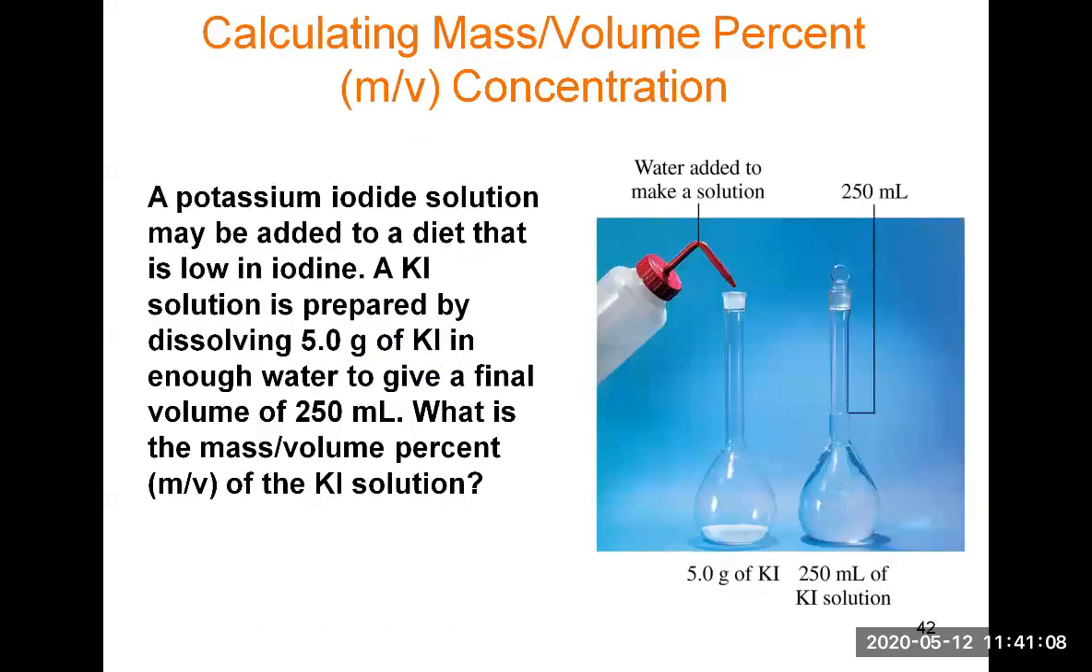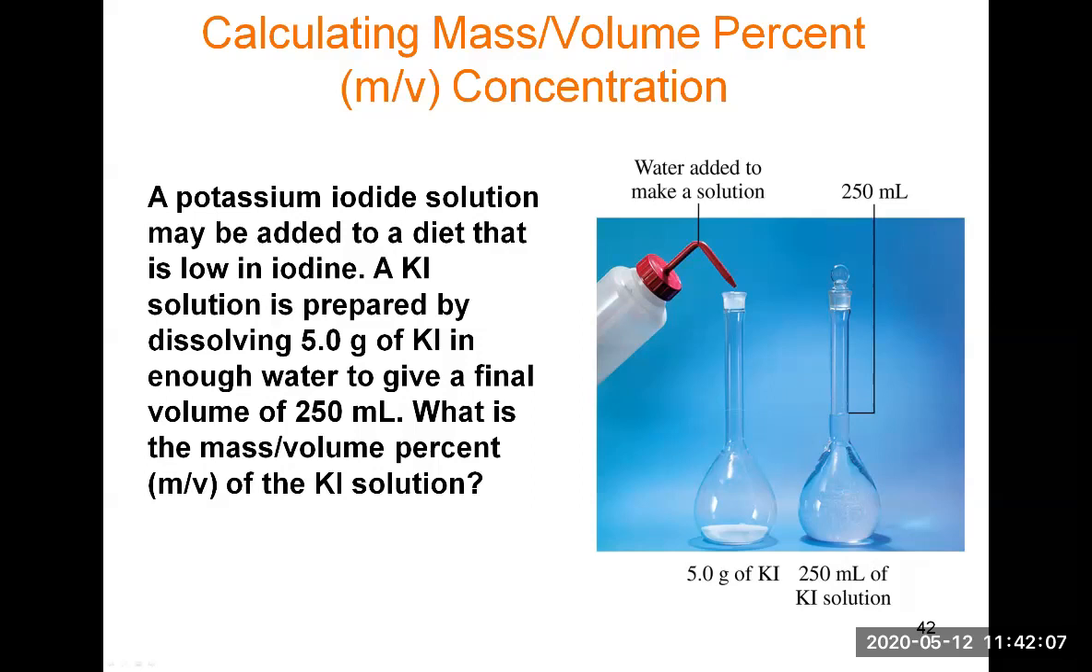So let's go through how to calculate a mass per volume percent concentration. The problem says that we have a potassium iodide solution that may be added to a diet that is low in iodine. A KI solution is prepared by dissolving 5.0 grams of KI in enough water to give a final volume of 250 milliliters. So what is the mass volume percent of the KI solution, potassium iodide? Here you have some pictures on the right that show what we call a volumetric flask. A volumetric flask is a flask with a wide, round bottom and a very long neck.